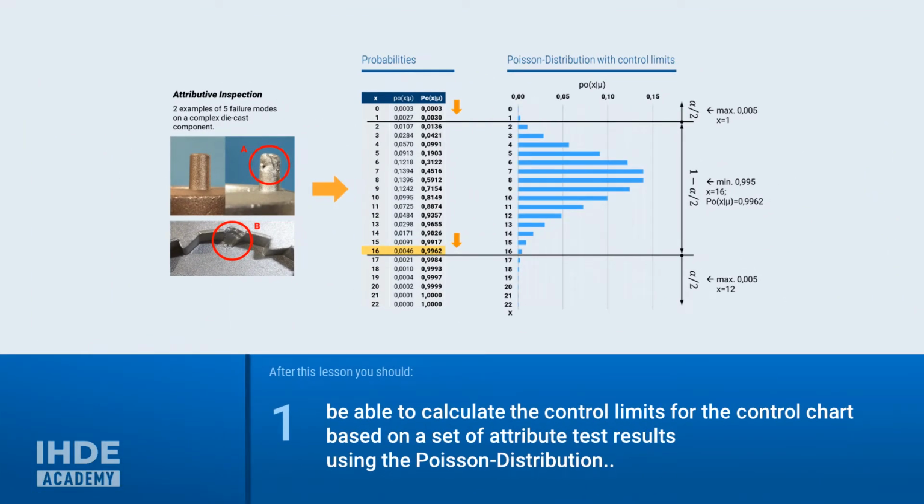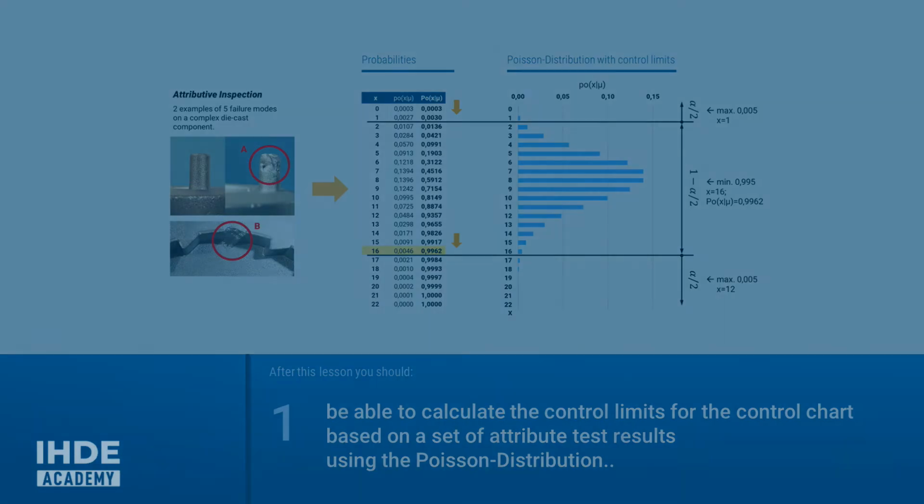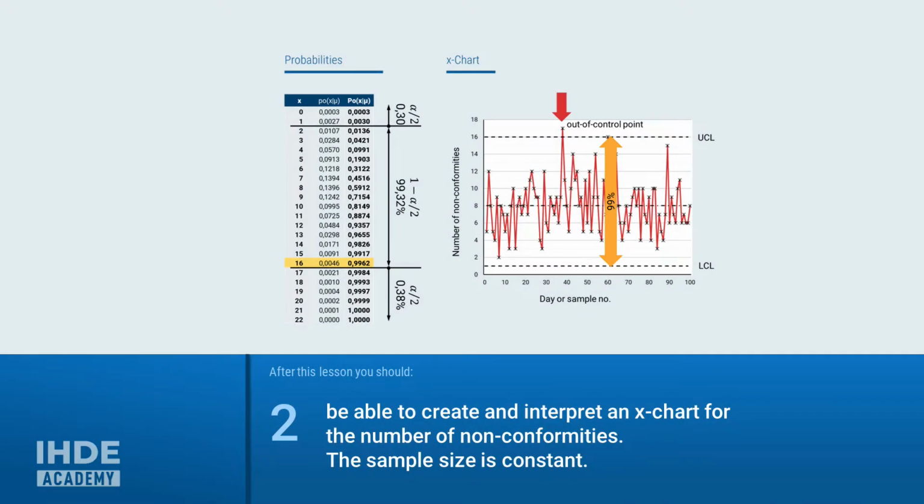And hello again to this lesson, which essentially has two learning objectives. At the end, you should be able to calculate the control limits using the Poisson-Distribution, and you should be able to implement this knowledge in a control chart and interpret it.